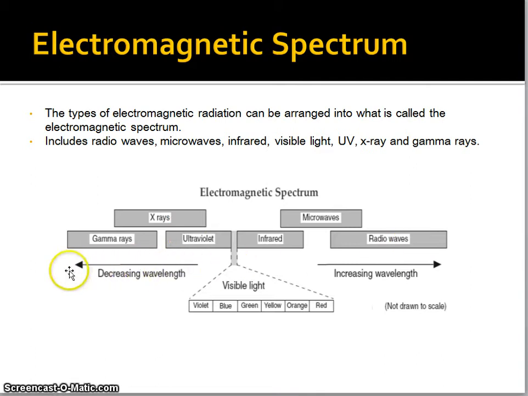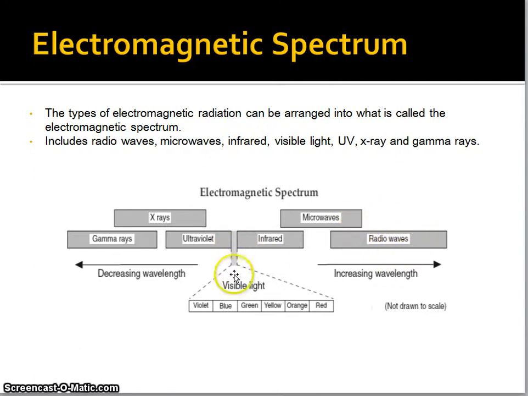Here, notice it says decreasing wavelength. So if you were to be asked a question, which of these has the smallest wavelength, you would say gamma has the smallest wavelength. And which has the longest wavelength, you would come all the way over to this side of your chart, and you would say radio waves have the longest wavelength.